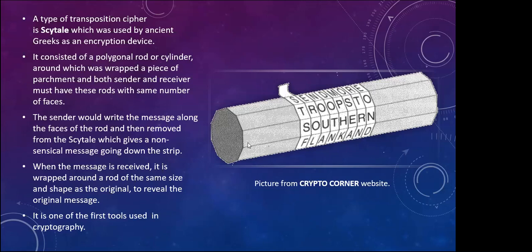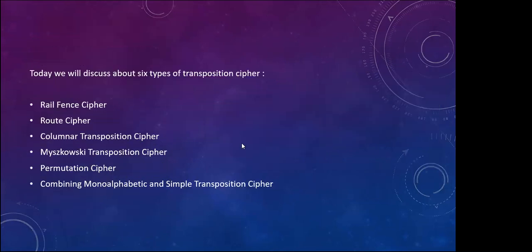Here, just one drawback, or something that we should take care of, is that the rod should be the same for the sender and the receiver. And that was an example of how the transposition cipher was used from ancient times.